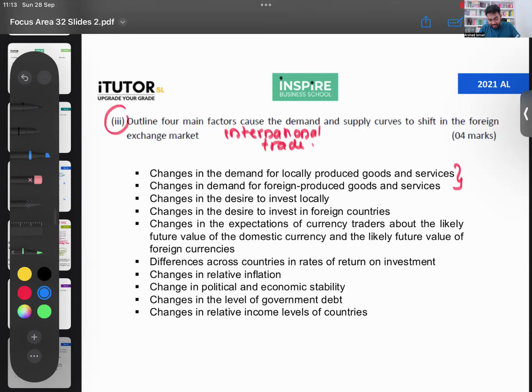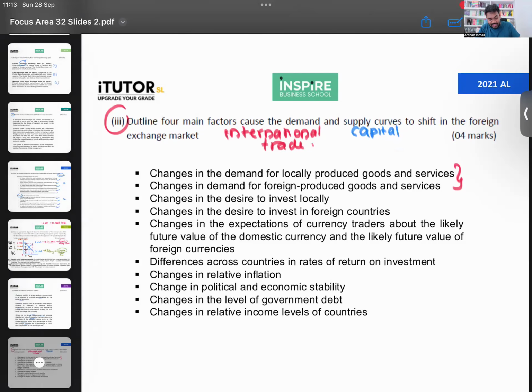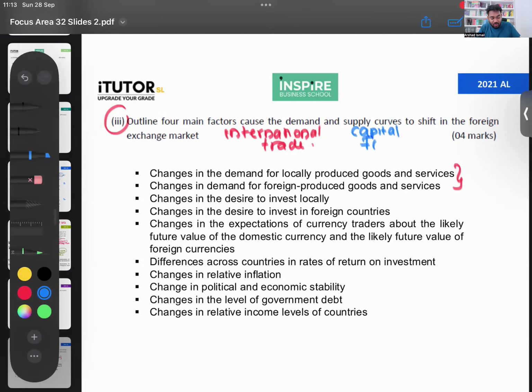Another thing, apart from international trade, you have, remember, capital mobility. Capital mobility is all these investments, or you can say capital flows. So that can also be a thing. You can outline that. It is the amount of money that is coming into your country as investments, and how much your people are investing abroad. You can talk about that.